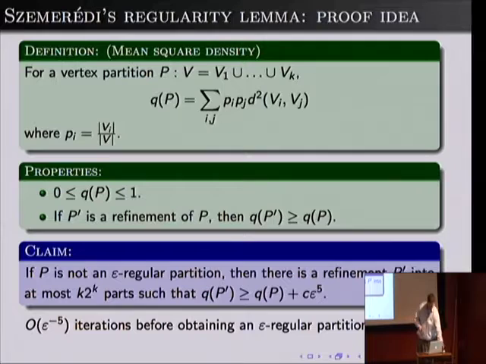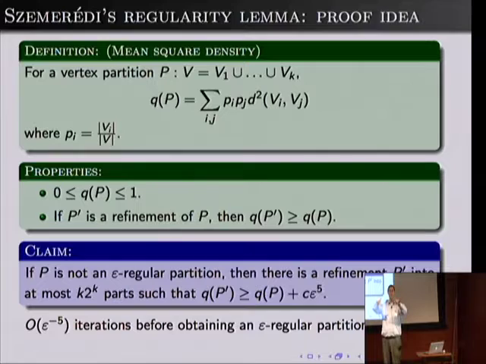Now, how do you prove this claim? Well, if you have a partition which is not epsilon regular, then for an epsilon fraction of the pairs of parts, that pair is not epsilon regular. So you can take a huge subset of one and a huge subset of the other, and the edge density between them differs substantially from the edge density between the pair of parts that it comes from.